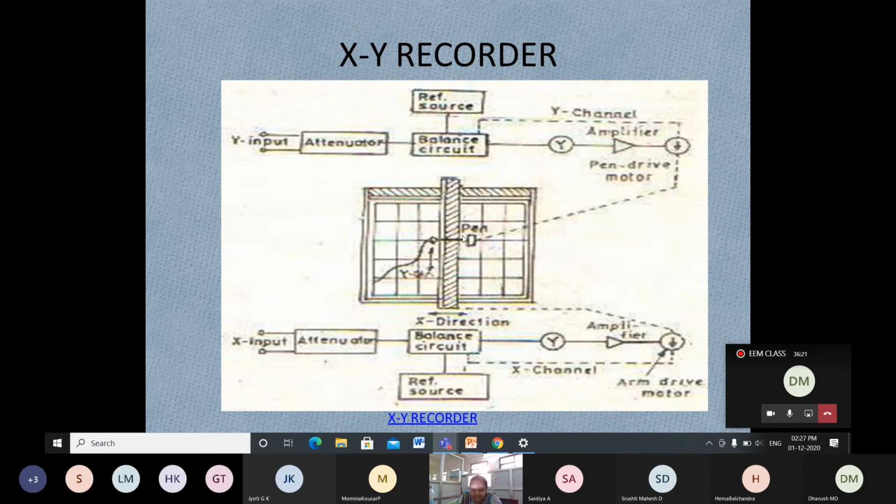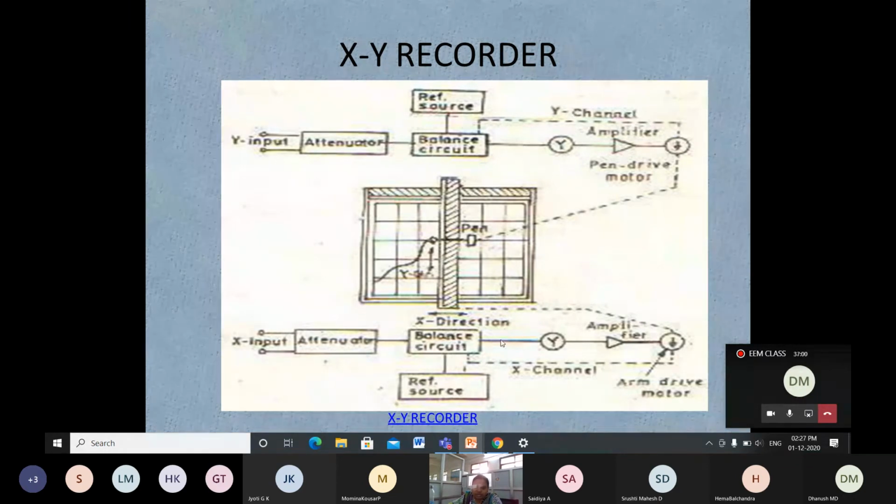Then a pen is connected here. Amplifiers are used here and one more here. Then the pen drive motor is connected here. This is the pen drive, and this is the arm drive motor. The X channel is connected with the arm drive motor. For the Y channel, a pen drive motor is connected. Observe the connections. Based on the inputs X and Y, we can record information varying in the two variables.